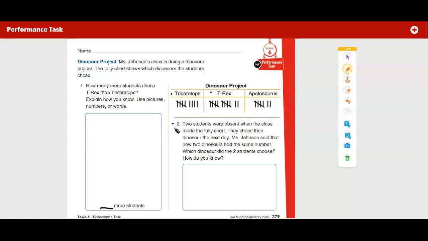Question number 2 says 2 students were absent when the class made the tally chart. They chose their dinosaur the next day. Ms. Johnson said that now 2 dinosaurs had the same number. Which dinosaur did the 2 students choose? How do you know?